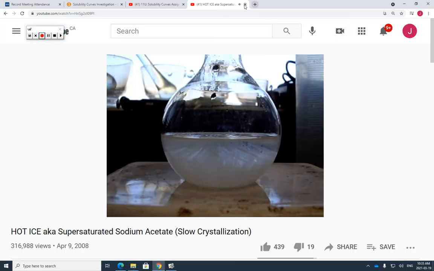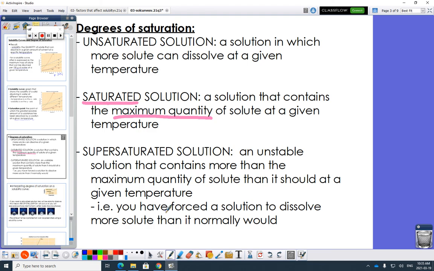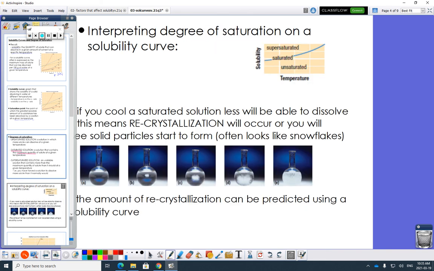So with supersaturated solutions, yes, it's possible to get something to dissolve more than you normally would. They are very unstable. Generally speaking, in chemistry, we're trying to find and represent where is saturation. If you have a solubility curve, saturated is the point right on the line. If you are at a value that's below it, then it's unsaturated. If you're at a value that's above the line, then the solution is considered to be supersaturated. We'll do that kind of example.